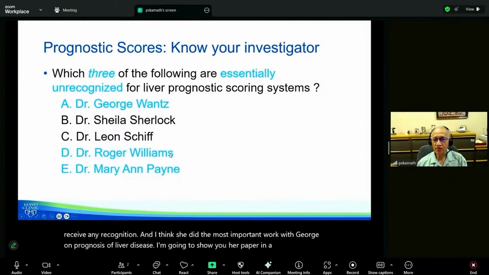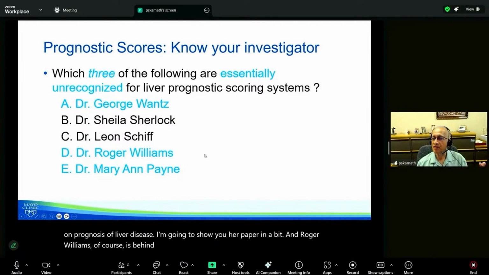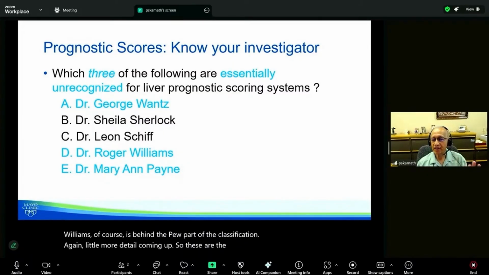And Roger Williams, of course, is behind the Pugh part of the classification. Again, a little more detail coming up. So these are the 3 who are essentially not recognized, at least their names are not recognized in the scoring systems.